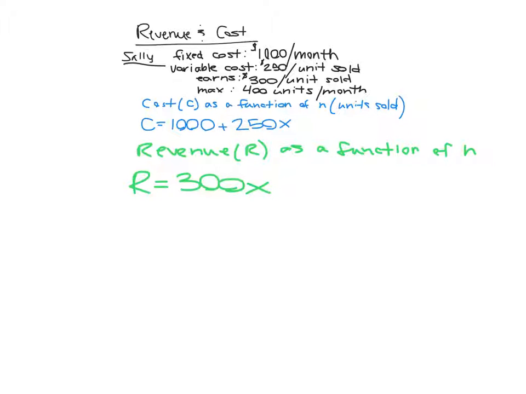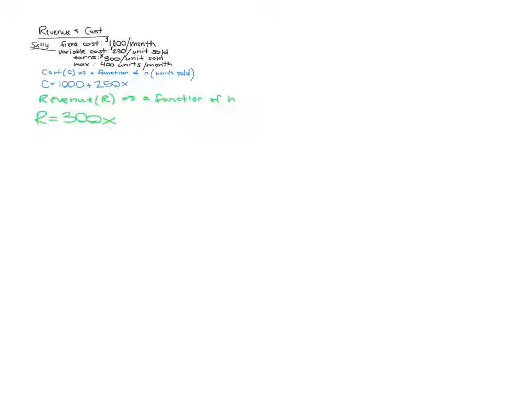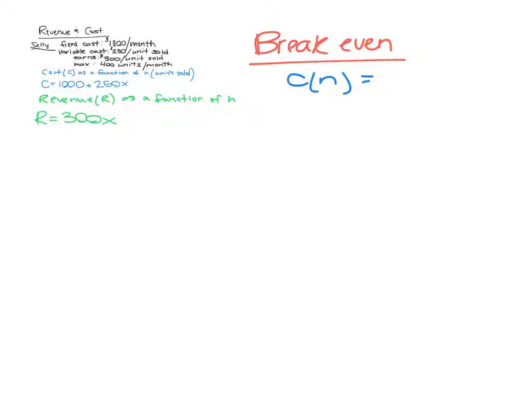Instead of graphing this out, I'm going to show you how to solve for your break-even point using the two equations. So break-even point is when C, which is our cost of N, is equal to our revenue.